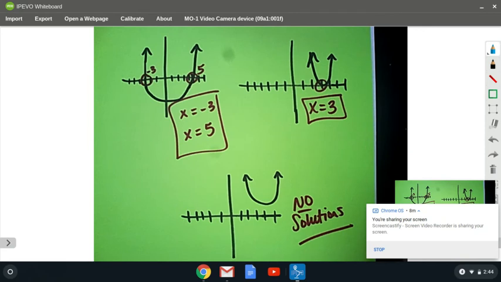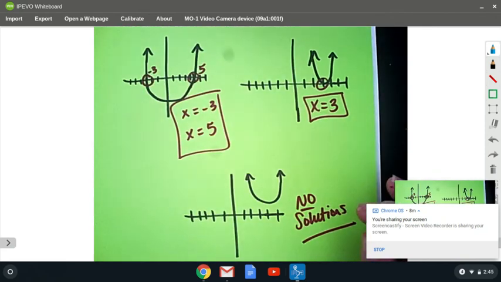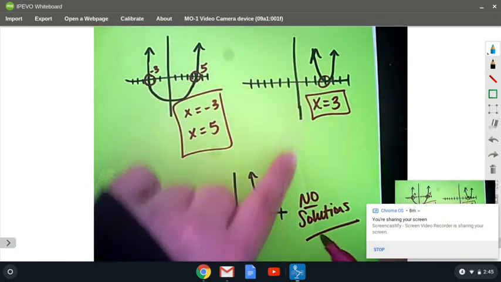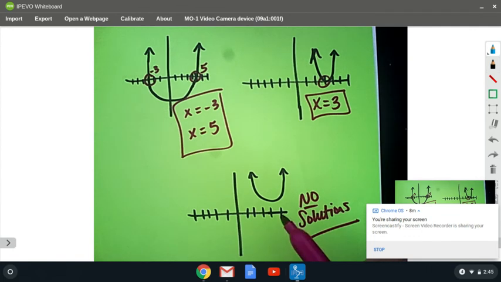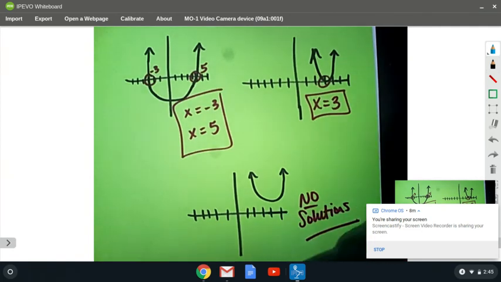Okay? So this is more what your quizzes are going to look like, just naming where does it cross that x-axis. Okay, there will be a quiz soon on this, so please make sure that you're asking questions if you're getting stuck.